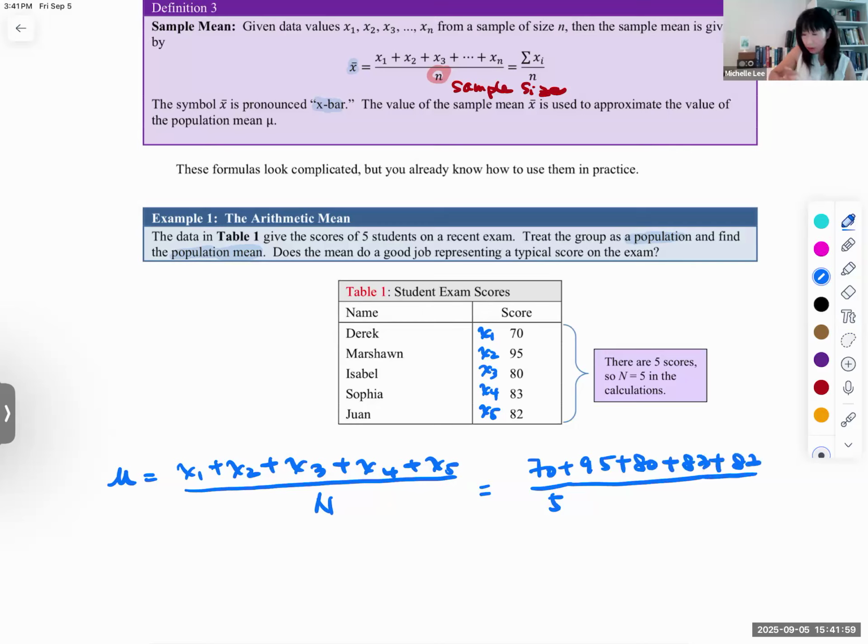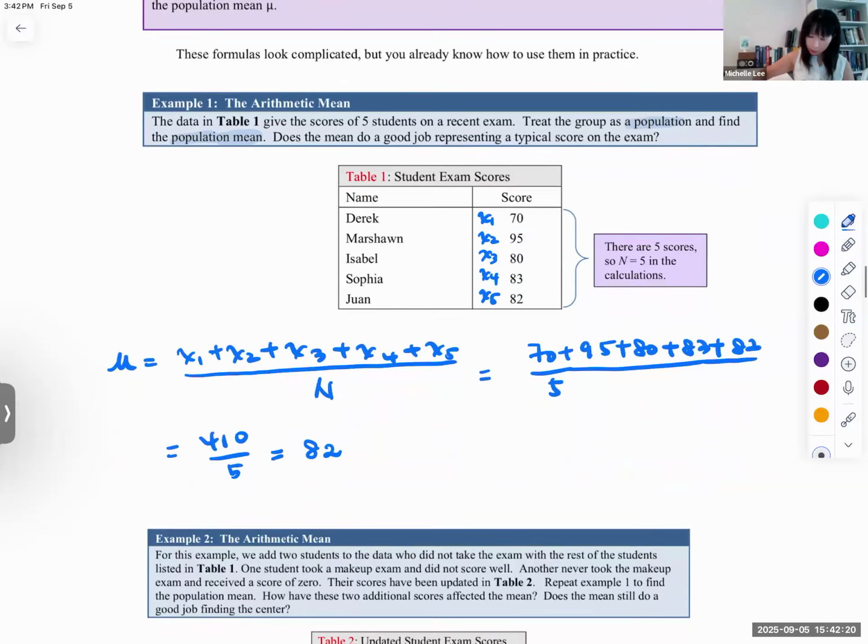Now your turn. What's the numerator? Thank you. It's 410 divided by 5. Okay, can you please calculate? Thank you, 82. Good job. Okay, let's move on.